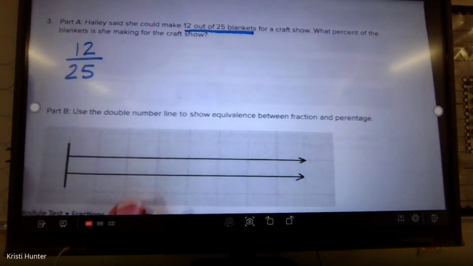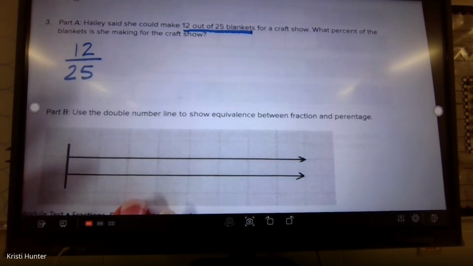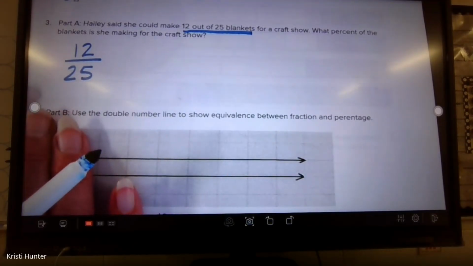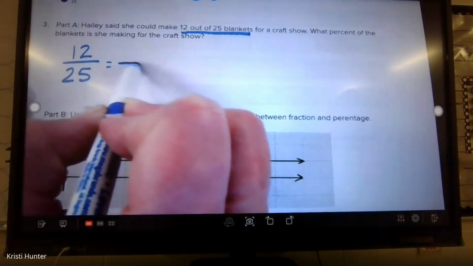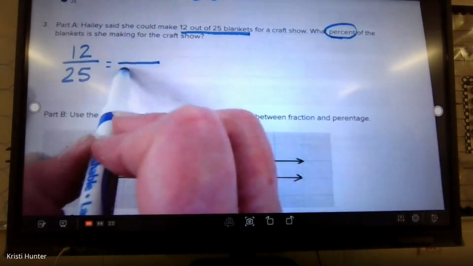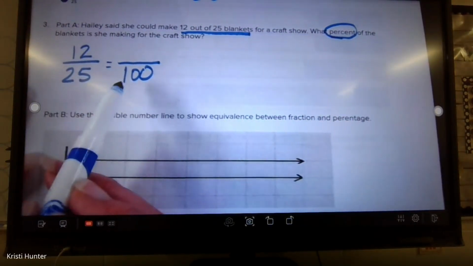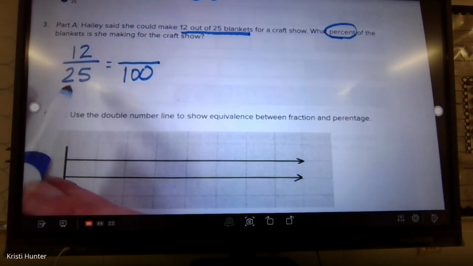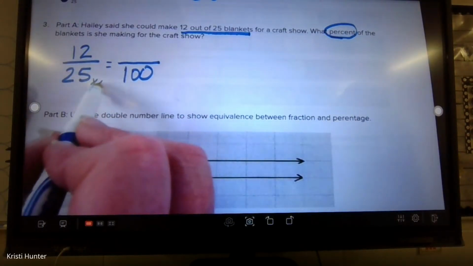Now you may use any strategy you want to figure this out on the top. The bottom asks you to use a double number line. So you can use the double number line if you'd rather figure it out that way. If you don't want to use the double number line at first, you could use equivalent fractions as one of your strategies, which means we know percent is per, because that's what we're trying to find, per 100. So how do I get from 25 to 100? Well, I ask myself, how many quarters get to $1? And the answer, of course, is 4.